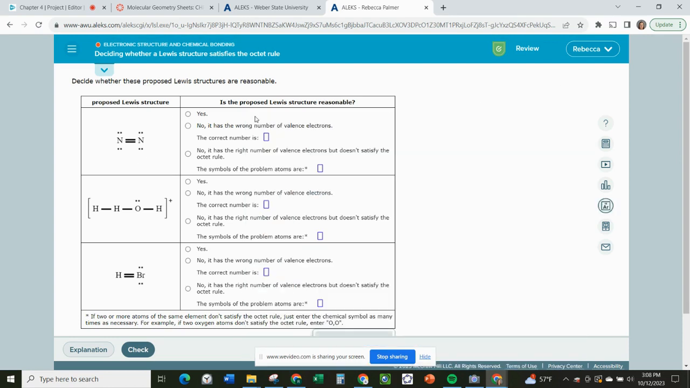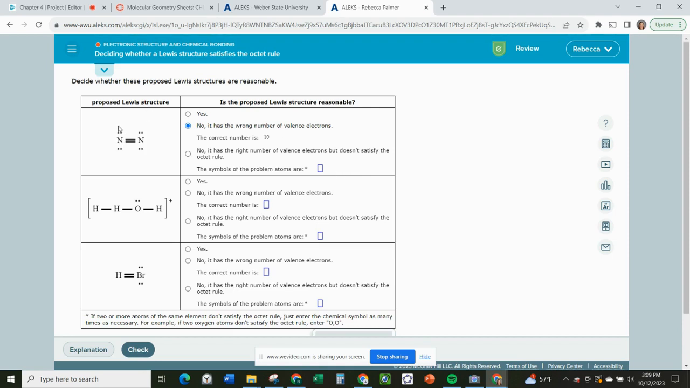So if we go ahead and count these up, we've got 2, 4, 6, 8, 10, 12. So this is incorrect because we just said each nitrogen brings 5 valence electrons. This is saying it has 12. So that's wrong because the correct number needs to have 10 valence electrons. I just have to move on.